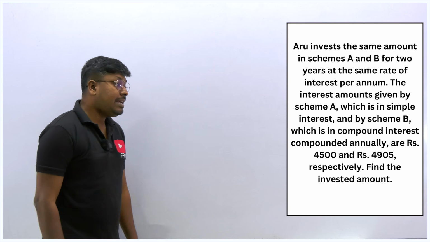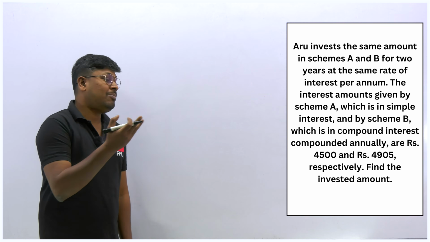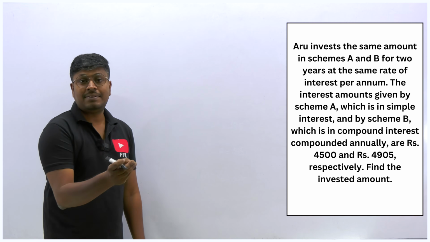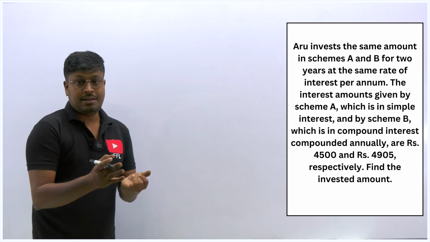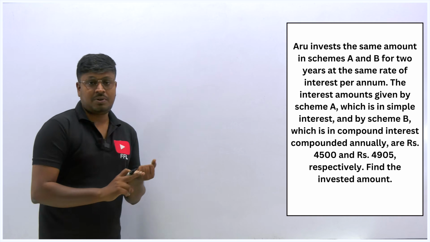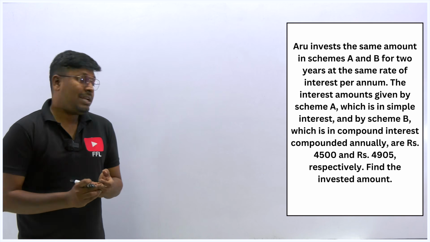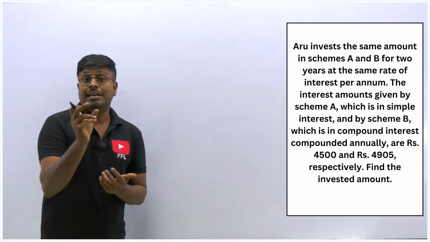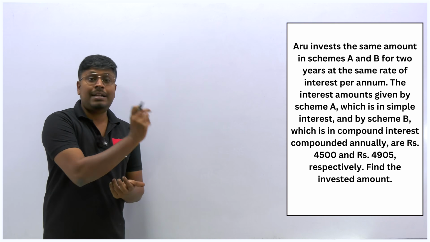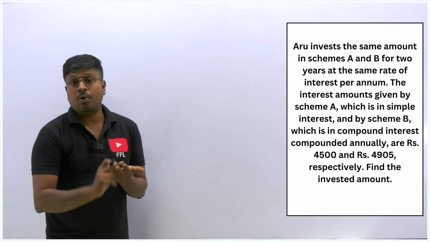So our target here is to find the invested amount, because it's not about scheme A or scheme B, as the person is investing the same amount in both schemes. So that amount was not given here. The amount is not given, as well as the rate of interest. The only value they have given in the question is the number of years. So the years is 2 years, and the interest values have been given. Scheme A is simple interest and scheme B is compound interest.